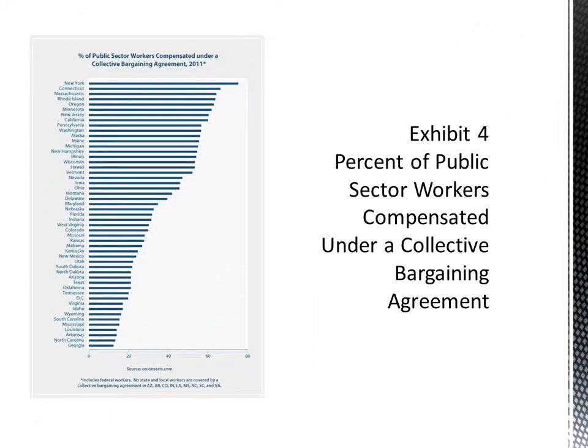Exhibit 4 shows the percentage of public sector workers compensated under a collective bargaining agreement. All states are listed, and the least amount is Georgia, as you can see, and the greatest amount is New York.